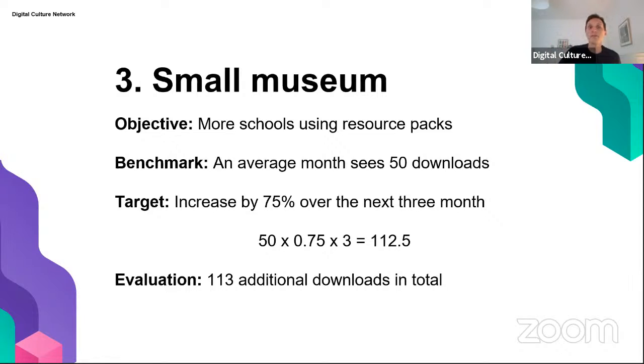The small museum is at 50 downloads a month on average. They want to increase it by 75%. Again, we can't do fractions when it comes to these kinds of things, so I'm going to round it up. So their target is 113 additional downloads in total.